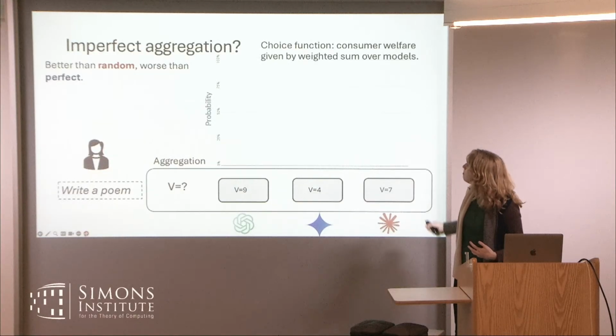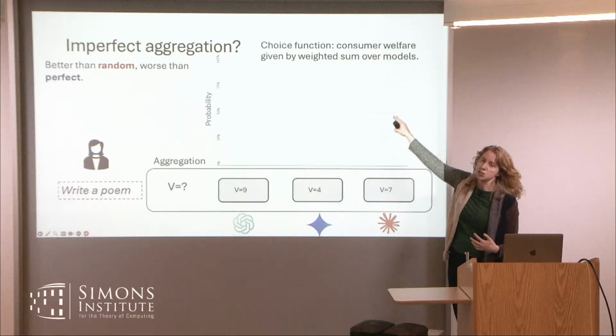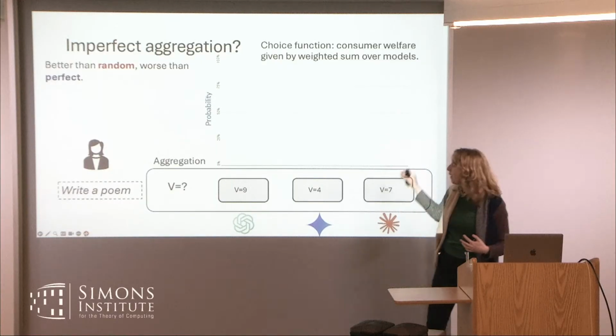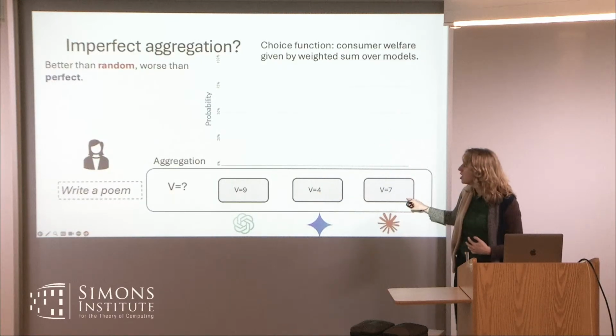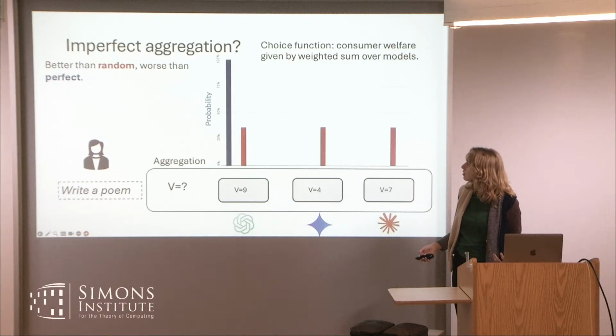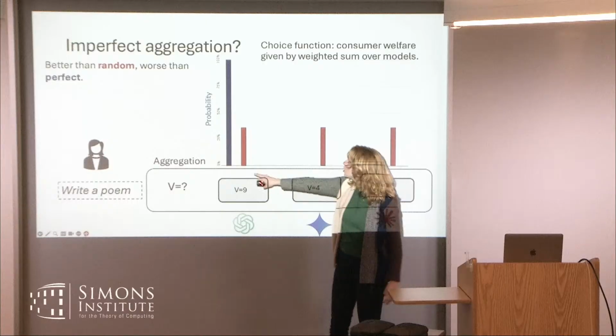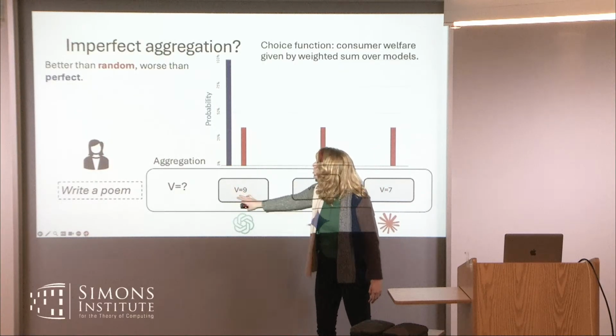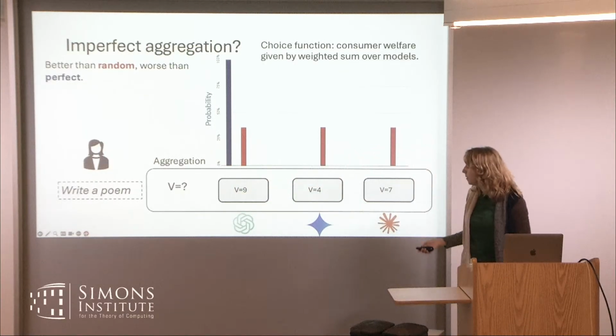And in particular, we're going to model the user's utility as given by a choice function. So the utility is basically the value of each response from different LLMs multiplied by the probability of finding that. So what do the two extremes look like here? Perfect is just probability 1 on our single best answer. Random is uniform flat probability.